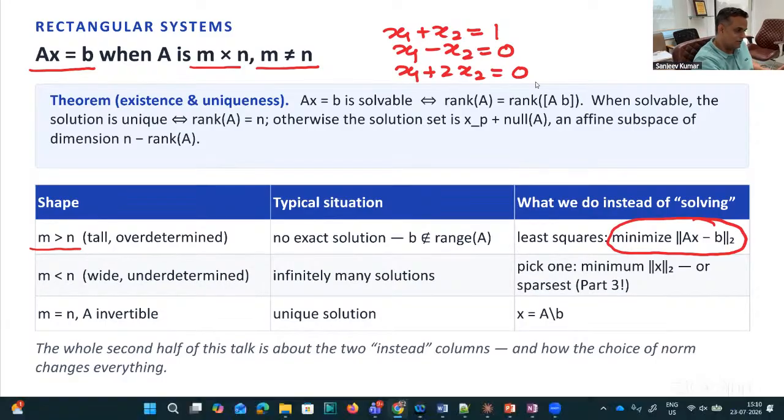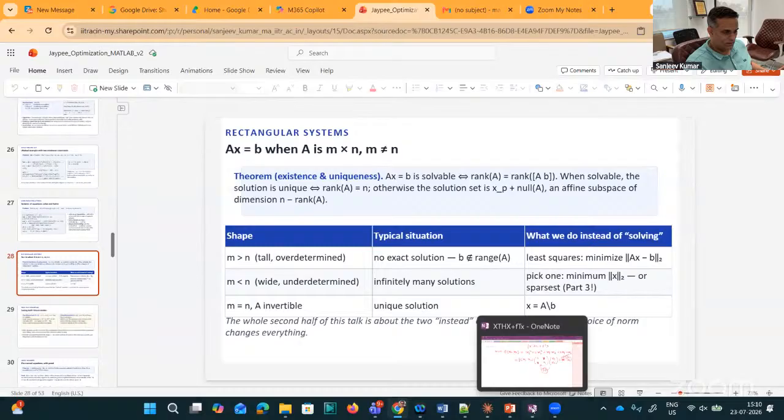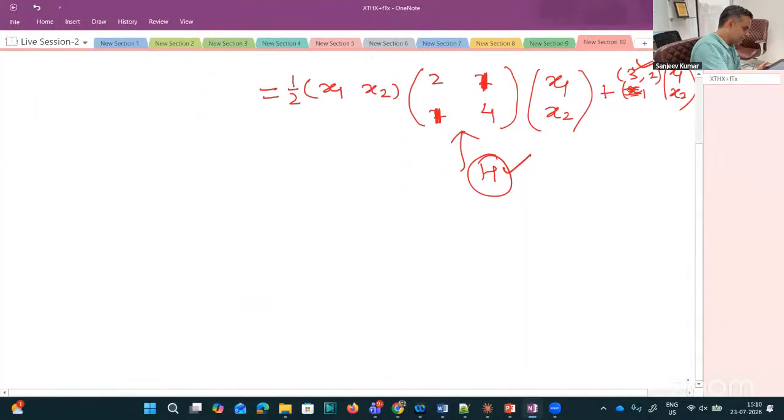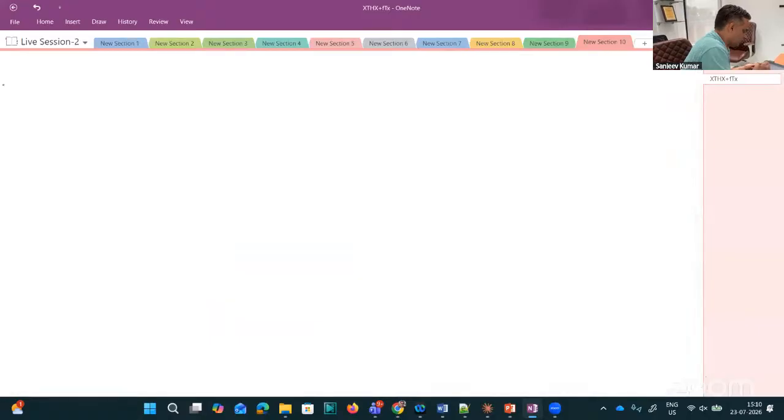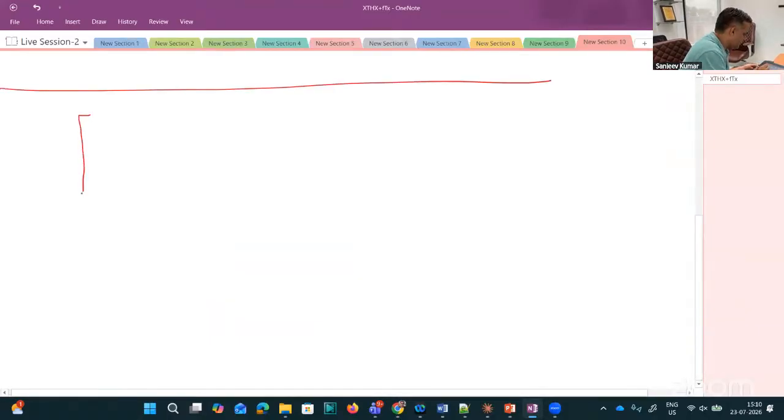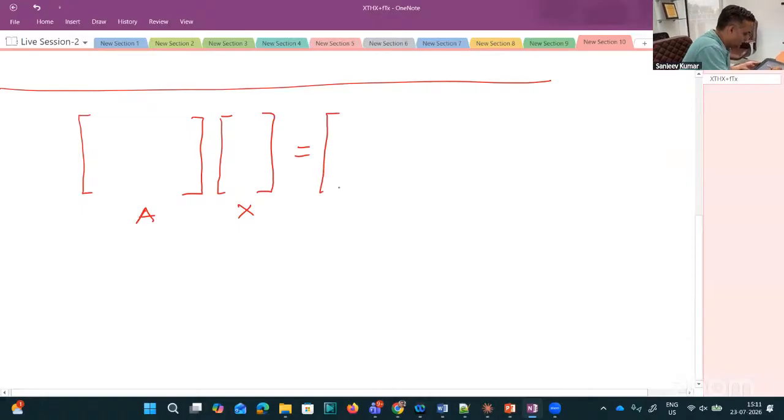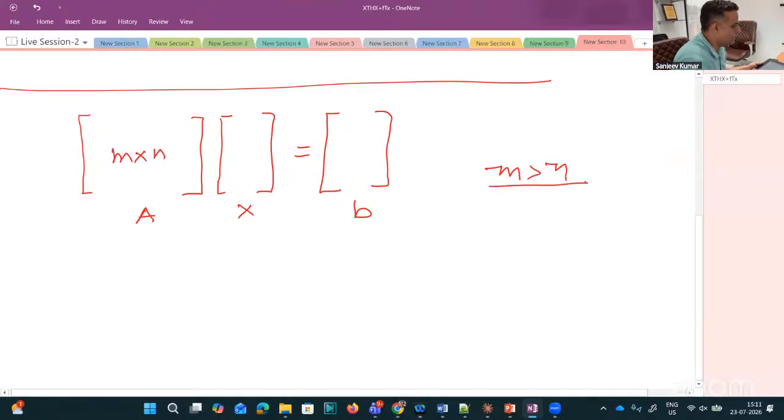So basically what I want to say, I am having a system. Let us say A is the coefficient matrix, then X equals to the right hand side vector B. Okay, I want to solve such a system. A is m by n, and when m is greater than n, it is an overdetermined system. And in this case, we go for OLS, ordinary least square solution.